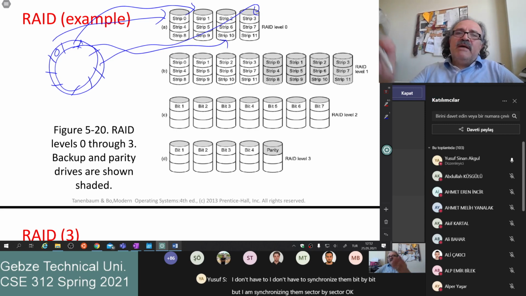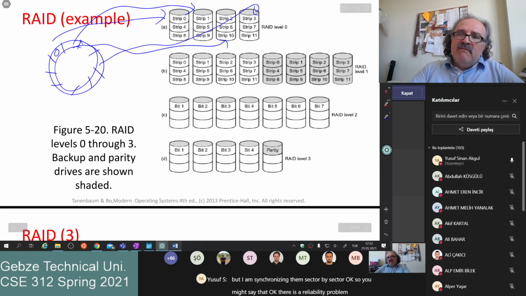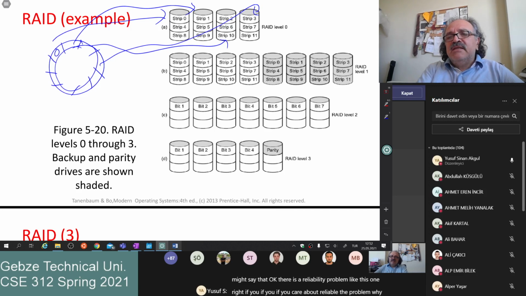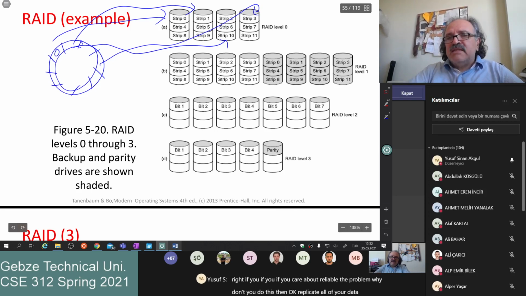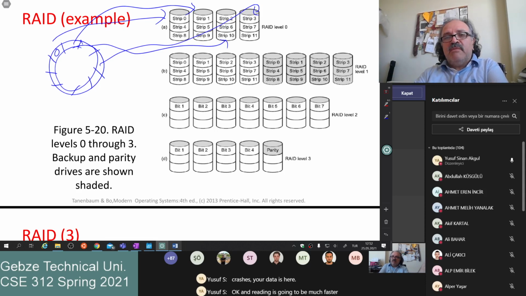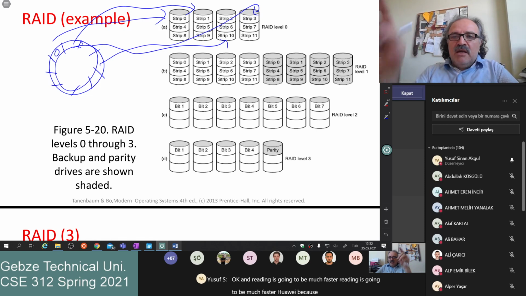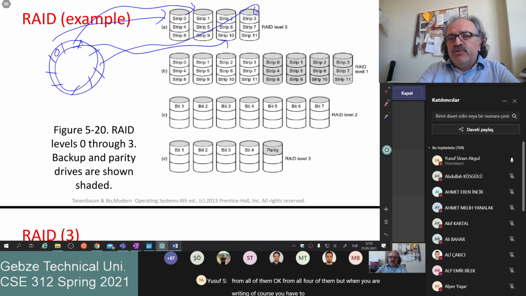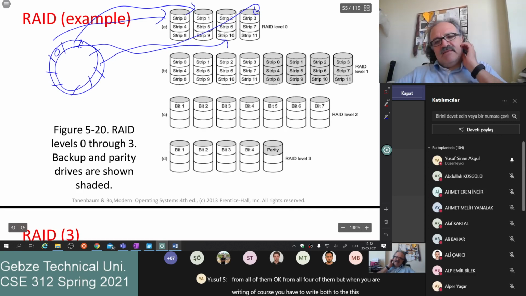Okay, so you might say that there is a reliability problem like this one. If you care about the reliability problem, why don't you do this then? Replicate all of your data with 4 more disks. Now you have a 2 times more reliable system. If this one crashes, you have your data here. If this one crashes, your data is here. And reading is going to be much faster. Why? Because I could read my data from all 4 of them. But when you are writing, of course, you have to write both to this part and this part of the disk system.